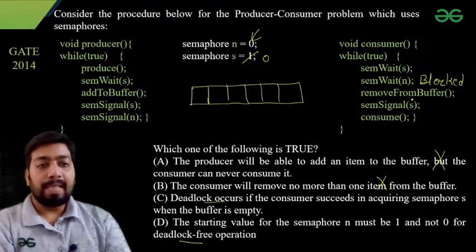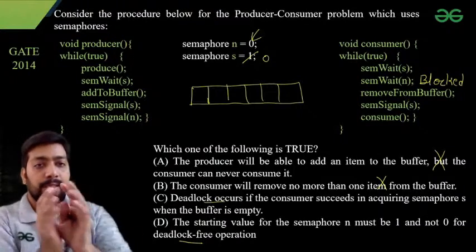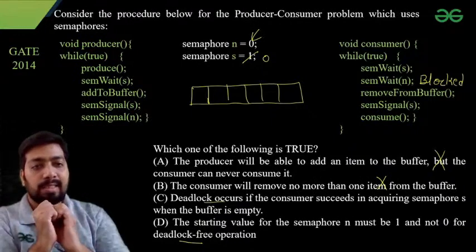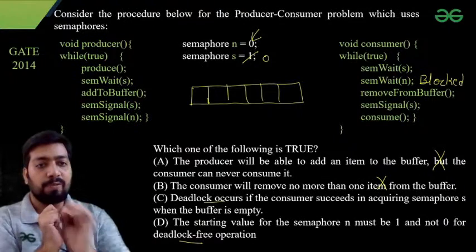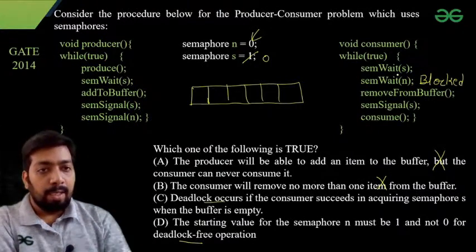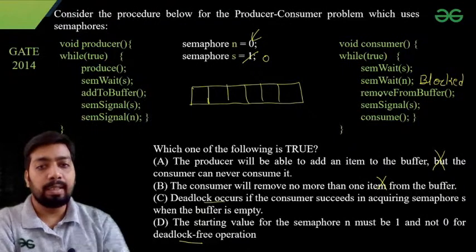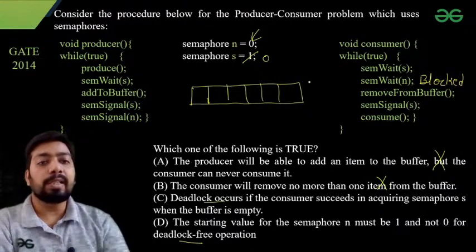Fine. That means the consumer is not going into its critical section. It seems fine. It seems the consumer cannot access its critical section or buffer. That means it should be fine, but it is not. Why? Because the consumer is performing wait operation on semaphore s. So the consumer is blocked. The consumer cannot do anything. But in the meantime, the producer wants to produce an item, and the consumer can consume only after the producer.